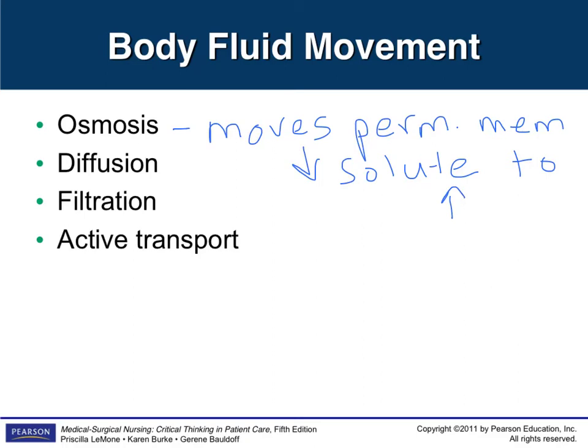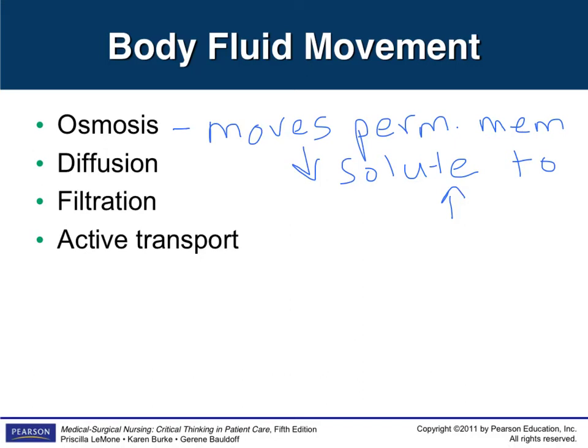So again, osmosis, water's moving across a selectively permeable membrane from an area of lower concentration to an area of higher concentration. So when we think of osmosis, we're going to talk about colloids, isotonic, hypertonic, hypotonic solutions. These are solutions that can be given to help correct some of those imbalances.